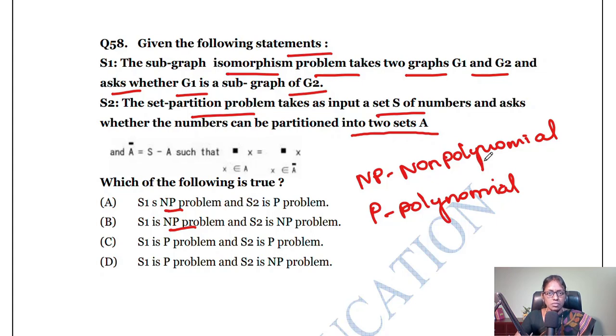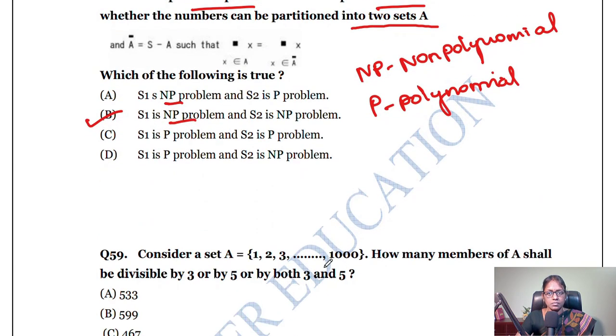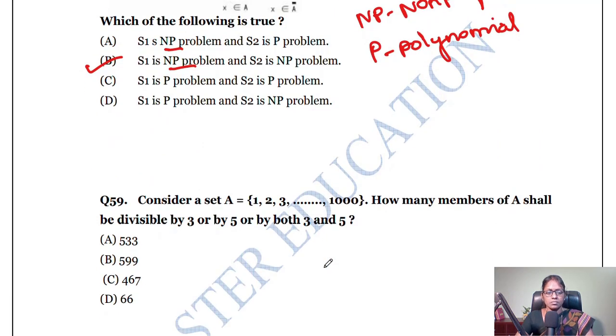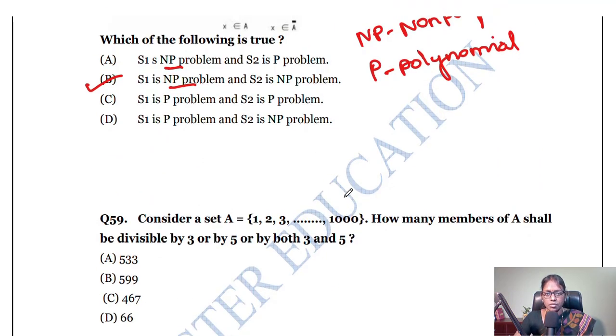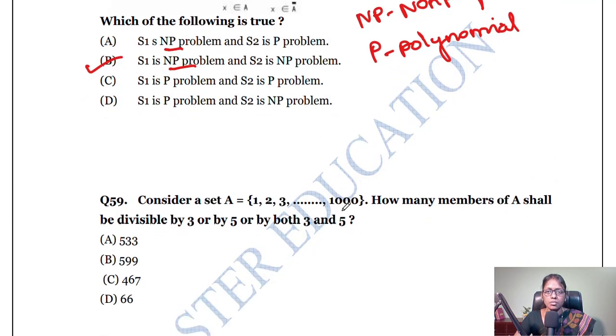It's called a polynomial problem. And if my job is not completed, it is called a non-polynomial problem. For example, if I want to count 1 to infinity, I am not able to count 1 to infinity, right? It is going on. That's called an NP problem. So as per this, S1 is a non-polynomial problem and S2 is a non-polynomial problem.